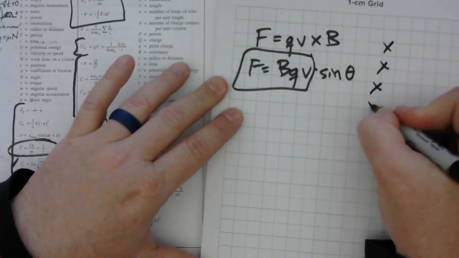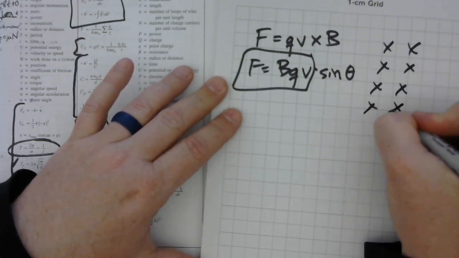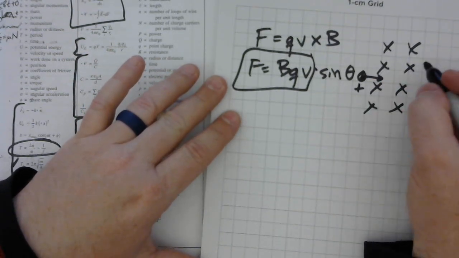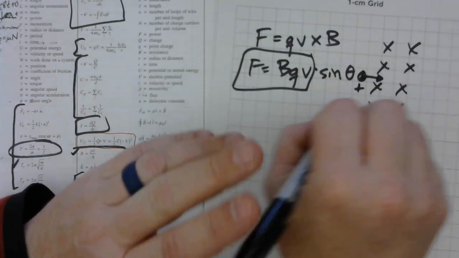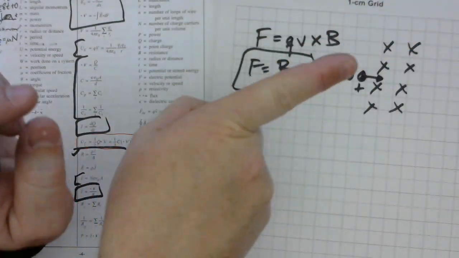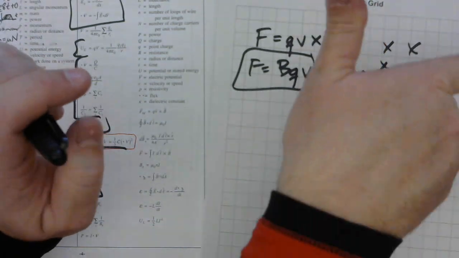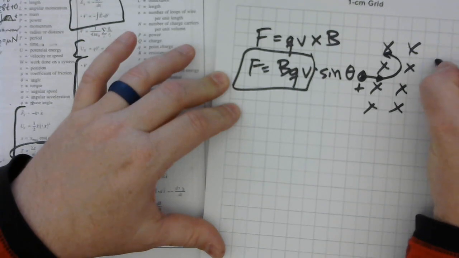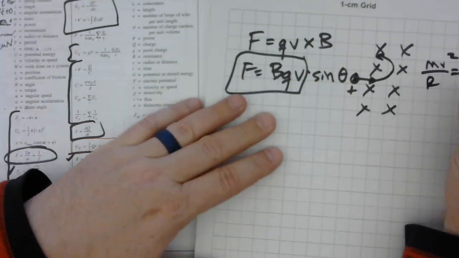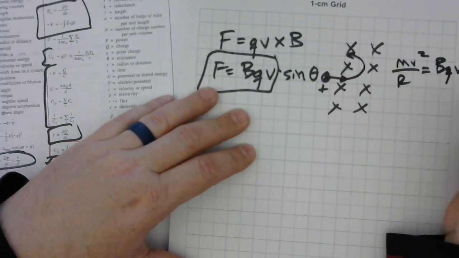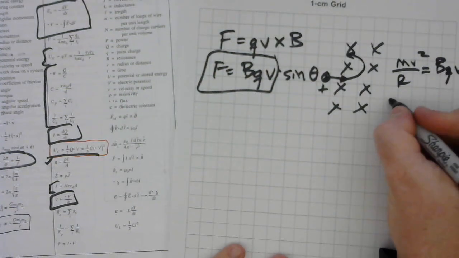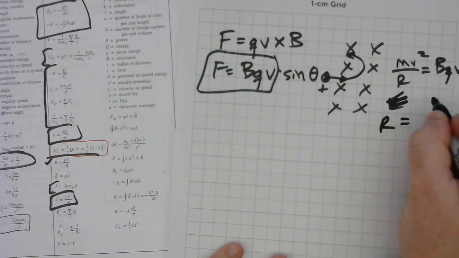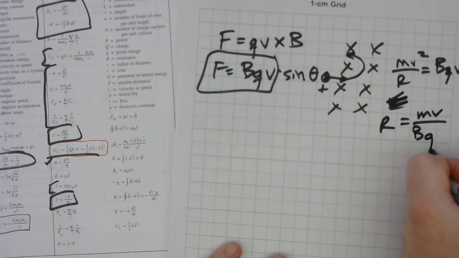So I've got a magnetic field, right? And I have a charge enter it. Let's say it's a positive charge. As that charge enters this field, current is to the right, field is in, thumb is up. It is going to go this way. But notice that that's a circle. So I could say mv squared over r equals Bqv. And so I end up with radius equals mv over Bq.